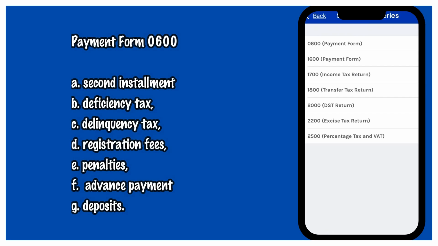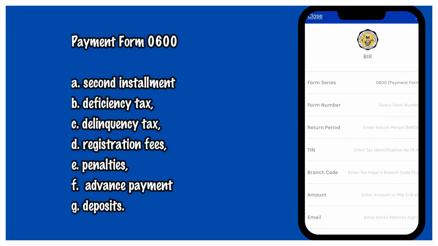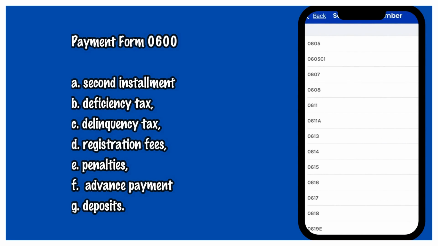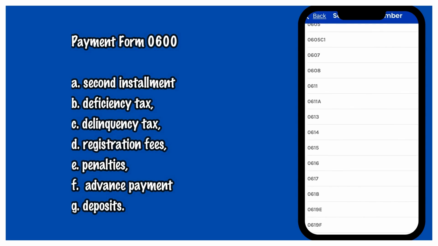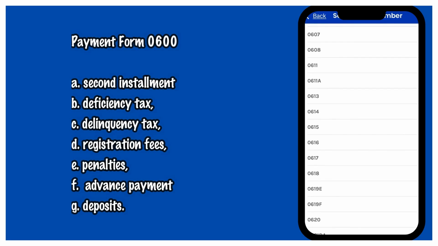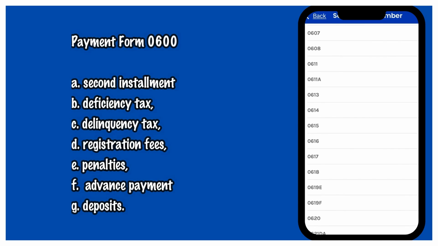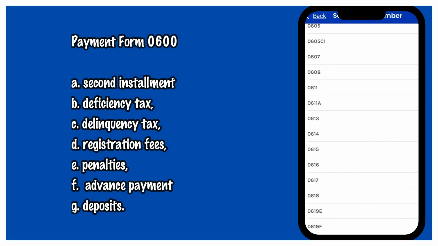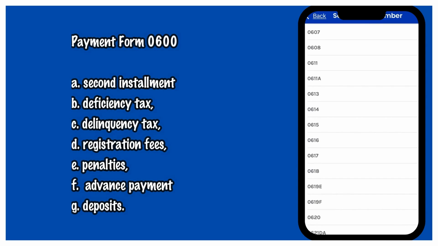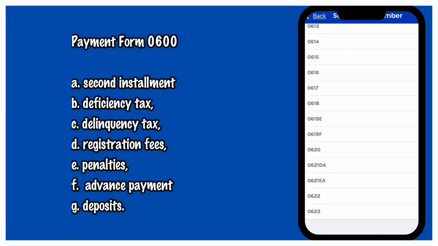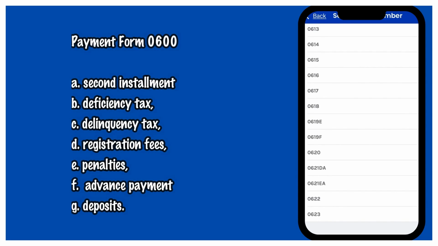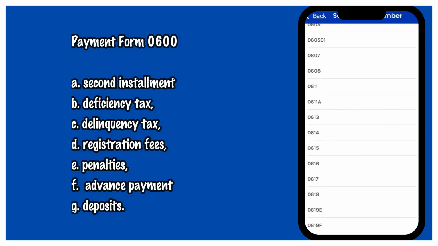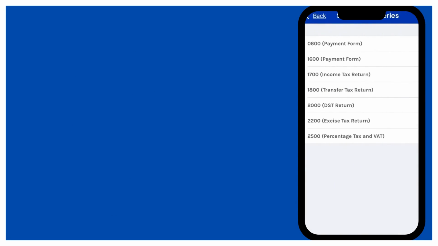First, Payment Form 0600. This form is used when paying taxes and fees that do not require a tax return, for example, paying a second installment payment for income tax, deficiency tax, delinquency tax, registration fees, penalties, advance payment, and deposits. You will use this form when receiving a demand letter, assessment notice, or collection letter from the BIR. You will use this form also in paying the annual registration fee for new business and renewal.